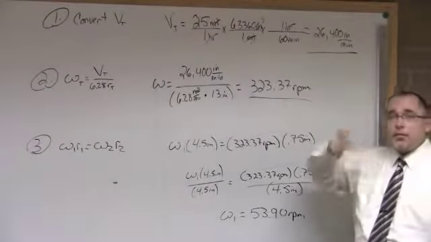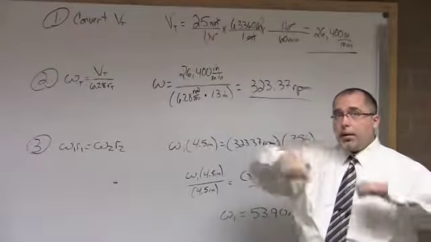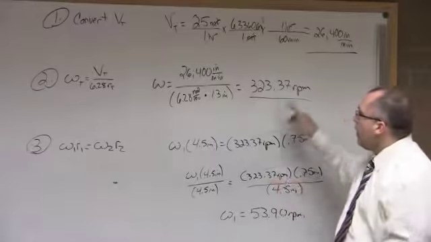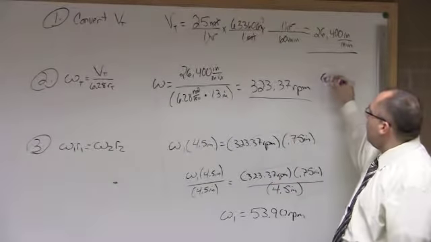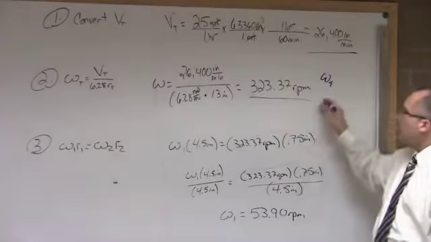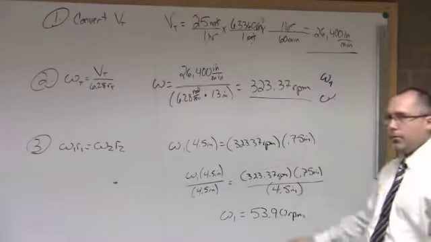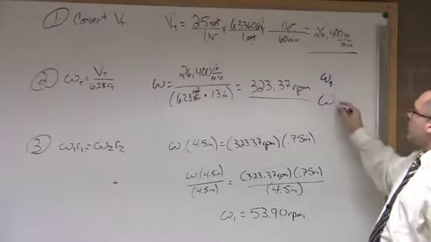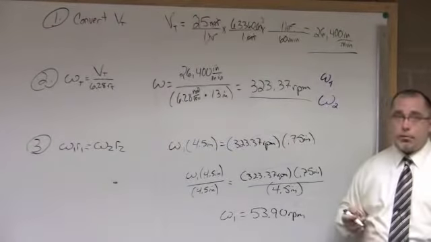Now that's how fast the rear tire is spinning. But keep in mind, that's also how fast the rear gear is spinning at the same time. So not only is this the angular speed of the tire, it's also the angular speed of the rear gear, or omega 2.